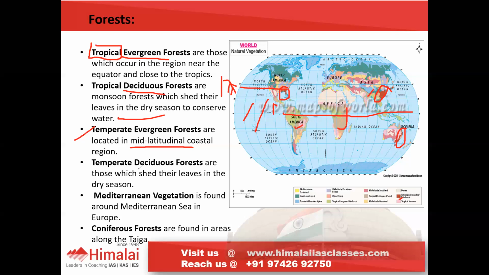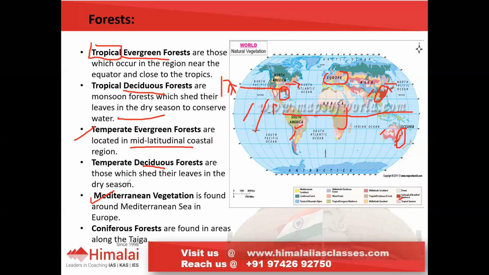Coming to the temperate deciduous forest, it has the same deciduous factor, which sheds leaves in the dry season, but they are found in mid latitudes. Where do we find it? Especially here, northeast of the USA, then northeast of China, then Western Europe, Chile, then Australia, we find temperate deciduous forest.